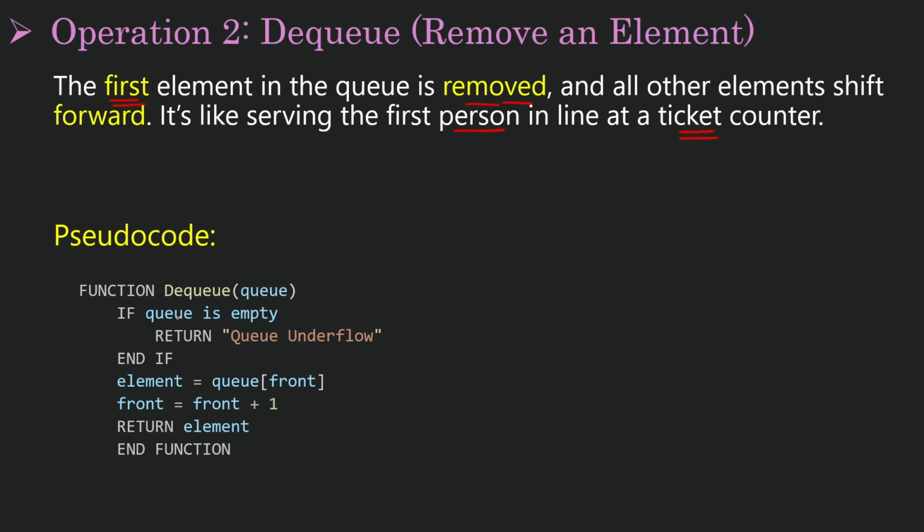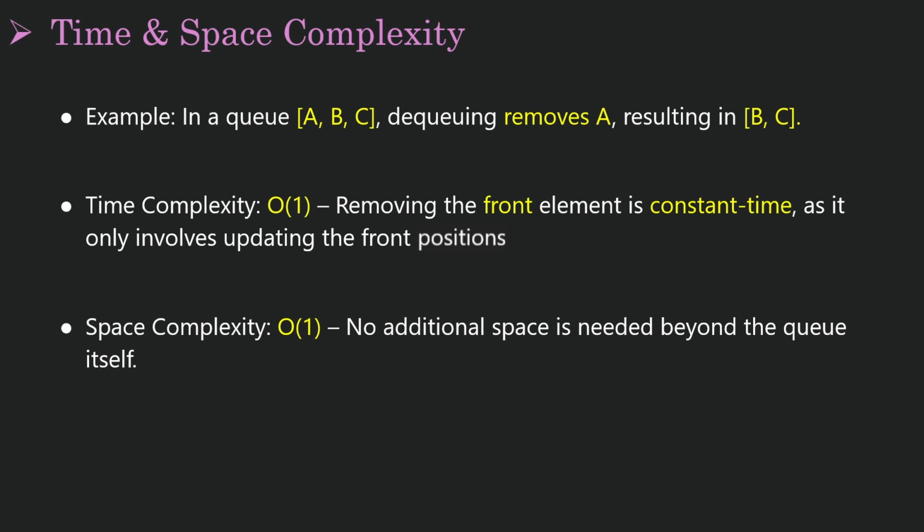Let's see the pseudocode. Check if the queue has no elements. Return error if queue is empty. Store the front element for returning. Move front position to the next element. Return the removed element. Example. In a queue A, B, C, dequeuing removes A, resulting in B, C.